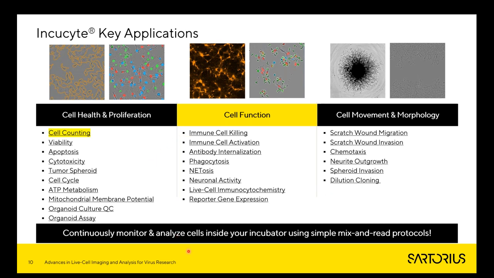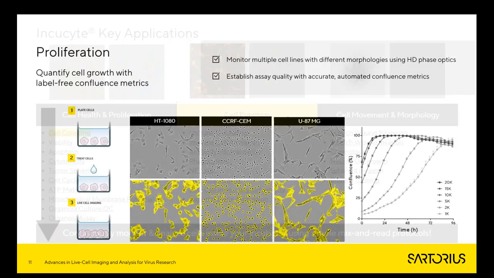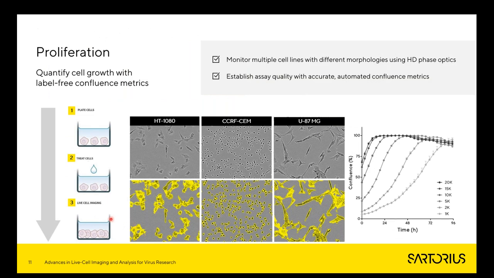And the first is on cell counting. On the Incucyte system, there are multiple different ways to quantify proliferation. But by far the easiest approach is by performing a label-free confluency metric to quantify cell density. With this approach, all that you have to do is simply plate your cells, optionally treat your cells, and then you can perform the live-cell imaging. Then the images that are acquired here are shown in the HD phase channel.